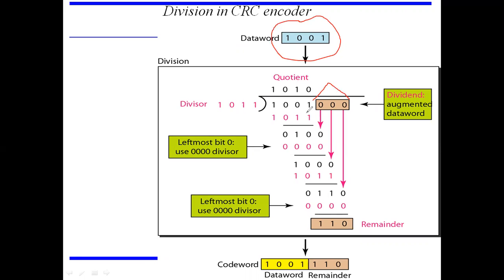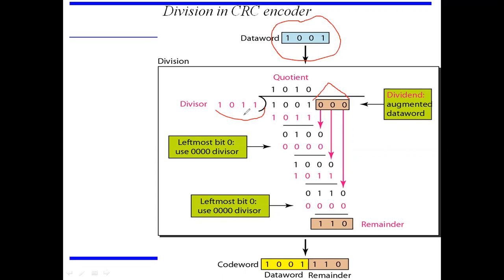The data word is 1001, which is appended with zeros. The number of zeros depends on the divisor length. Here the divisor length is 4, so 4 minus 1 zeros are added, and then they start the division process. Here these two get XORed, you will get 010 and take the next bit, 10. As long as the leftmost bit is zero, there is no need to do any division, you can directly put zeros, because this is smaller than the divisor, so we can't do any division.